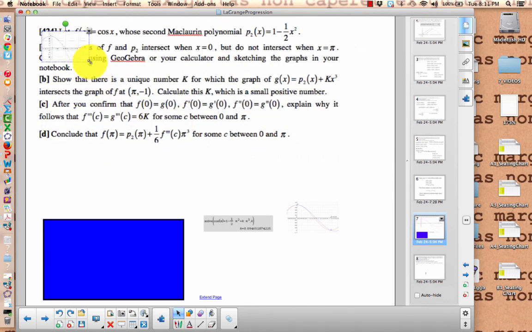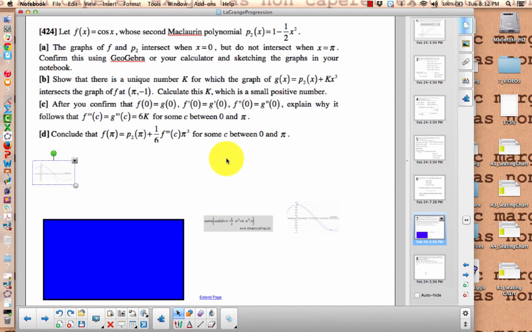All right. B says, show that there's a unique number k for which the graph of g, this is a new function g. What is g? G is the second degree Maclaurin polynomial, so that's the function up here, so 1 minus half x squared. All right, and then they tacked on a little extra piece here, k times x cubed. Okay, so we're supposed to find what is the value of k that makes this function g intersect f at (pi, negative 1). Calculate this k.